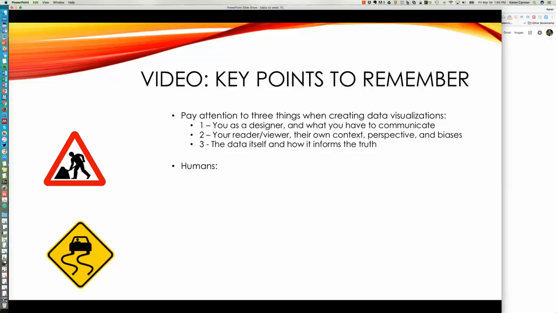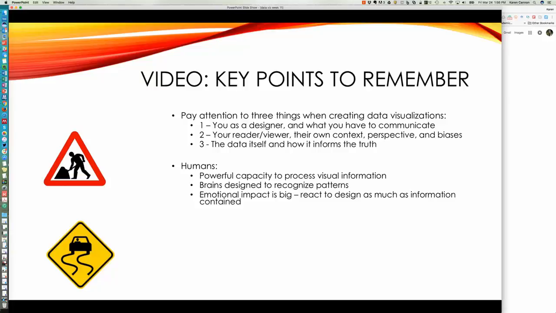They said a few really interesting things, I think, about human beings. The first one is that we have an incredibly powerful capacity to process visual information. And our brains are actually designed to recognize patterns much more quickly. They also made a comment or a point about emotional impact, that as human beings we react to design as much as we react to the information that is contained in the design. Okay, so be thinking about that as you look at some examples and you think about creating your own examples, which you're going to do for your assignment for the class.